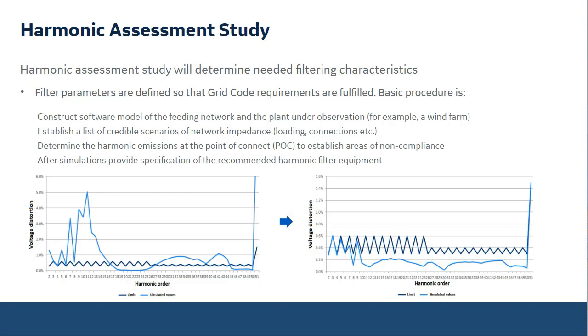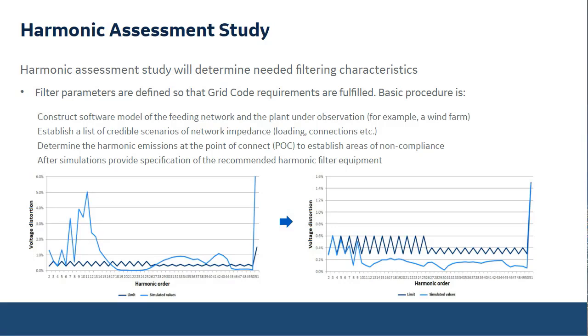So this is what we do with the harmonic assessment study, and in this study we define what kind of filters are there. Is it going to be a single tuned filter? Do we need two single tuned filters for different frequencies, or do we need some kind of wideband filter or whatever? So this is why the harmonic assessment study is done, and what is done in there. We define the equipment there.